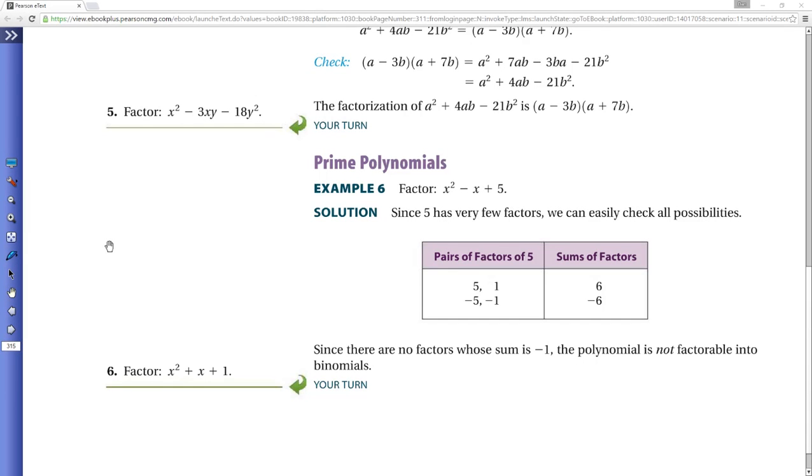Hi, this is still section two. I had a little glitch in my recording, so I'll start where I think I left off.